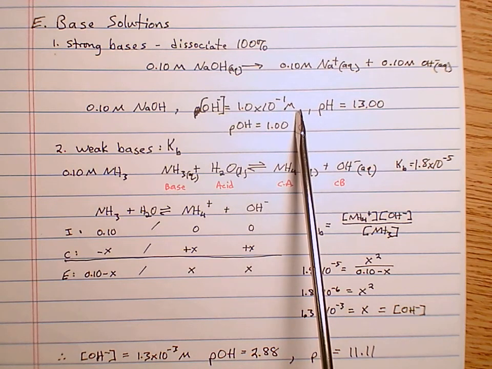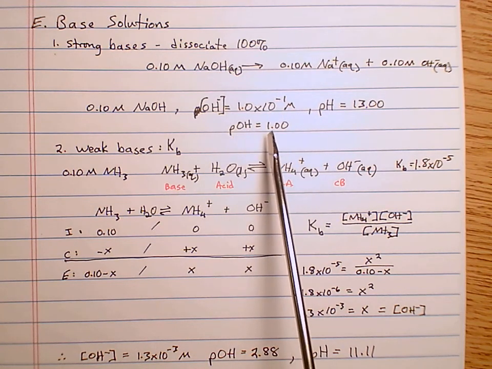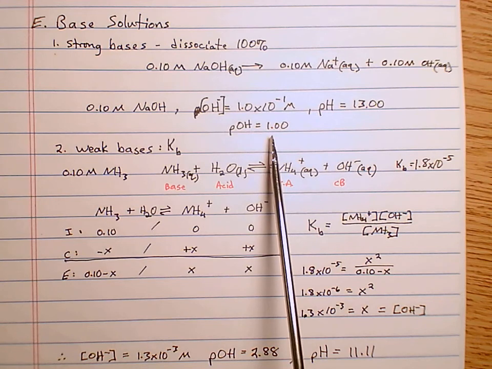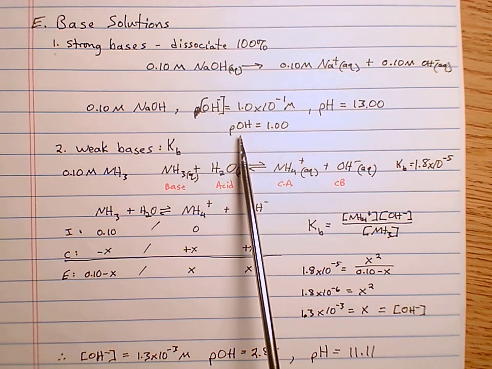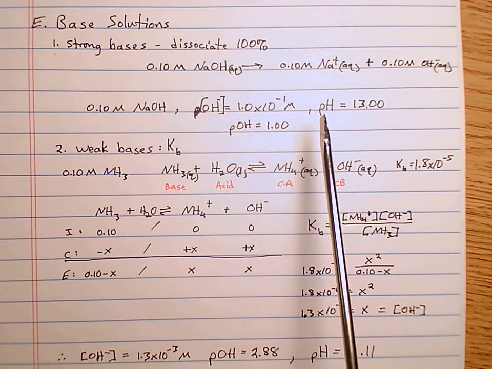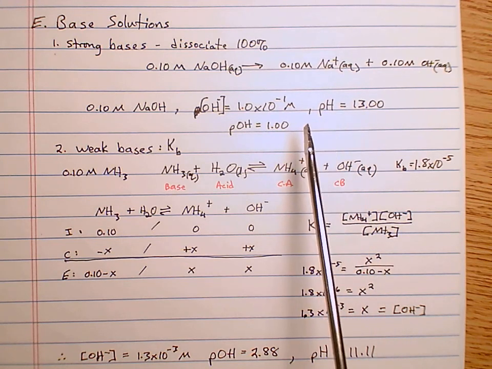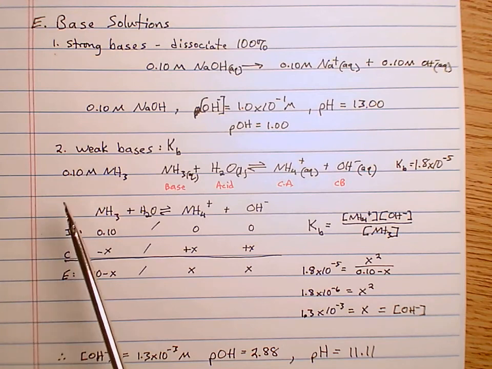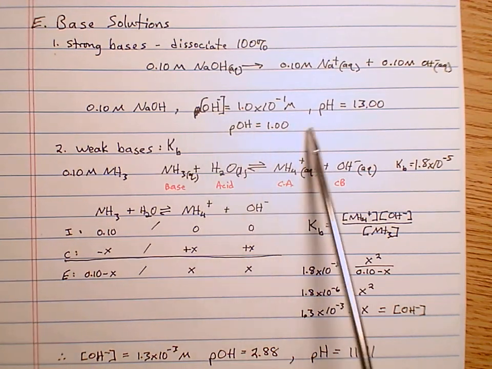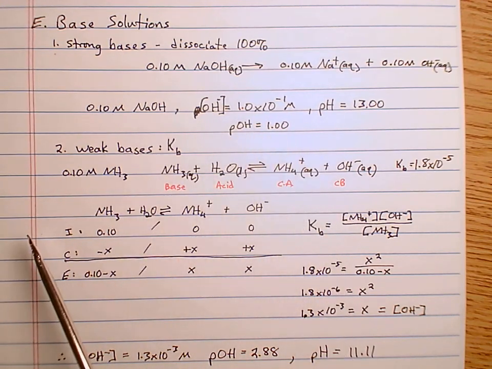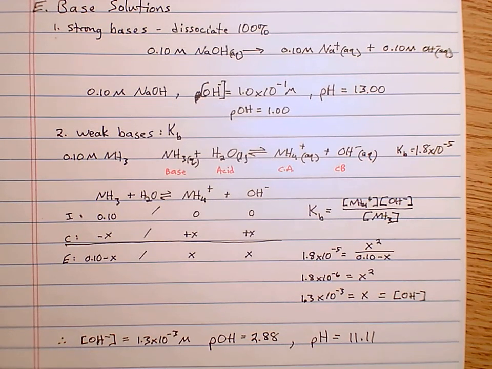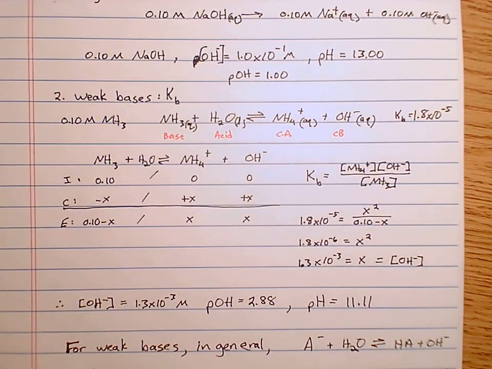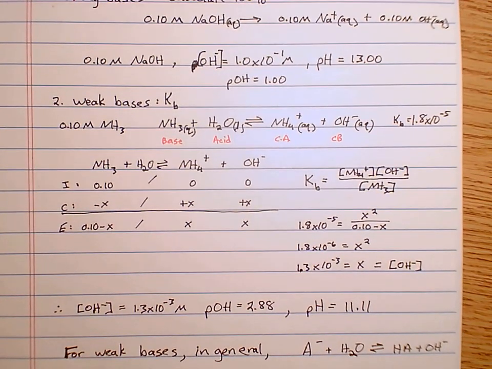So 0.1 molar sodium hydroxide means our concentration of hydroxide is 1 times 10 to the minus first molar, 0.1 molar. The pOH is 1. Therefore the pH is 13, because the pH plus the pOH must equal 14. And strong bases, just like strong acids, are fairly easy, just really plugging in numbers on your calculator in order to get the pH of these solutions. Now, when we get to weak bases, it's another issue.